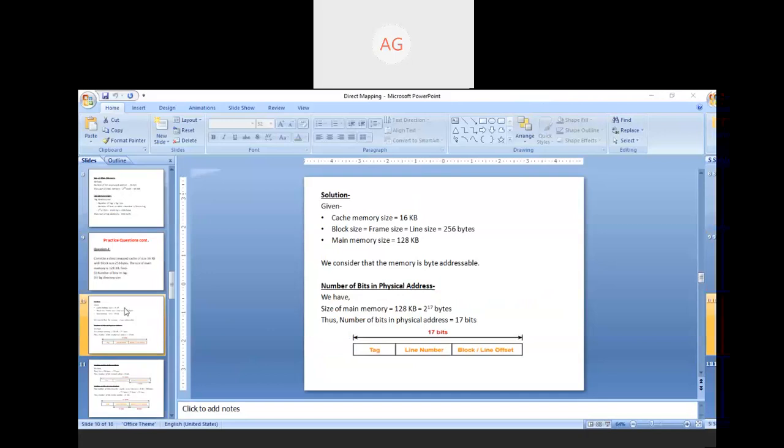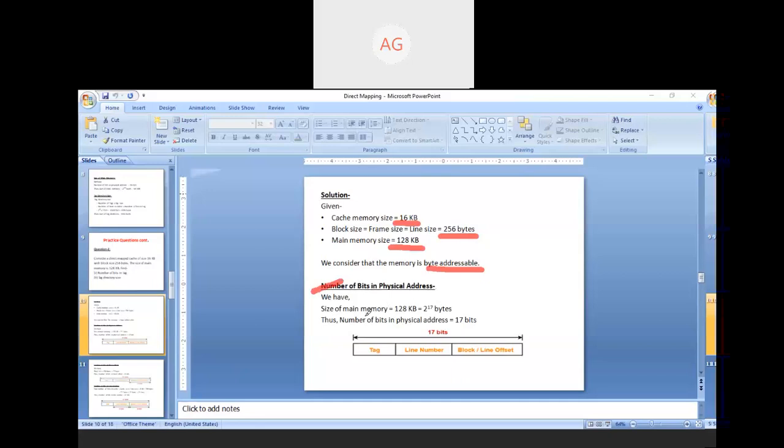First you need to write what is given to you. We are given that the cache memory size is 16 KB. Then the block size, which is equal to the frame size and the line size, is 256 bytes. Then the main memory size is 128 KB. We consider the memory as byte addressable. We need to find the number of bits in the physical address.